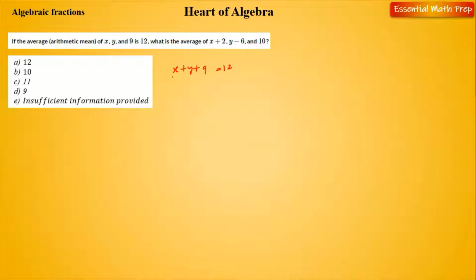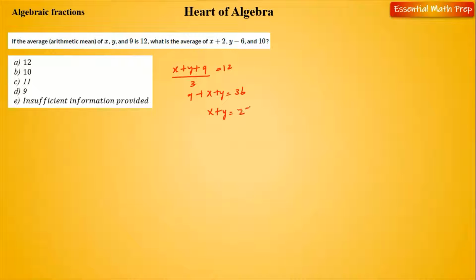But we're missing something. We have 3 values, so we divide by 3, right? So in other words, x plus y plus 9 equals 36. So x plus y equals 36 minus 9, I believe is 27, right?